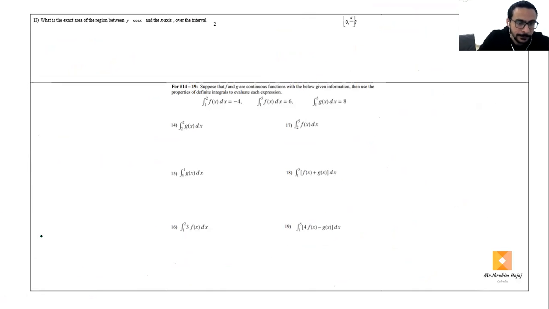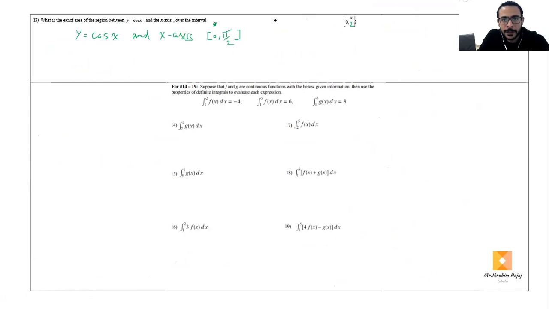Next page, what's the exact area between y equals cosine x and the x-axis on the closed interval 0 to pi over 2? Yes, we can solve it.